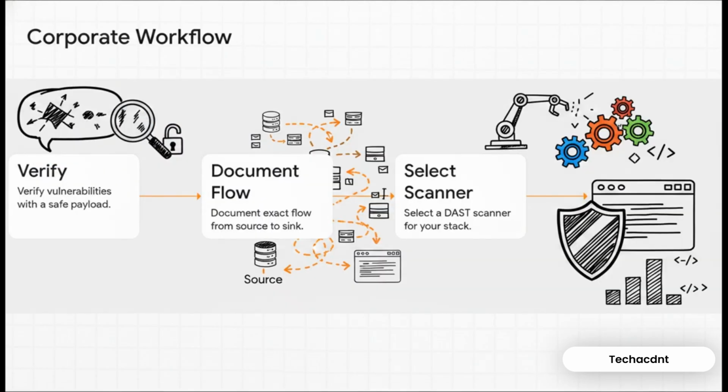So, for the corporate risk managers out there, here is your professional workflow. Step 1. Verify the vulnerabilities using a safe proof-of-concept payload, something harmless like a simple pop-up alert. Step 2. Meticulously document the exact data flow from the source to the sink so your developers know exactly what to fix. Step 3. Select an enterprise DAST scanner that actually fits your specific technology stack so you can automate future discovery. And Step 4. Implement those sanitization and CSP mitigations we just talked about.